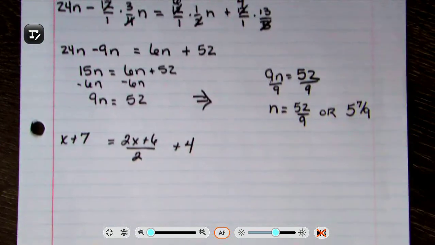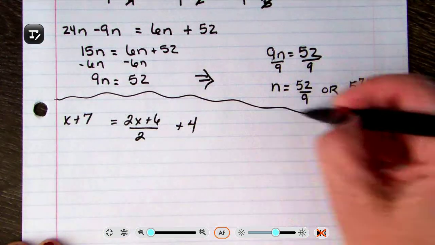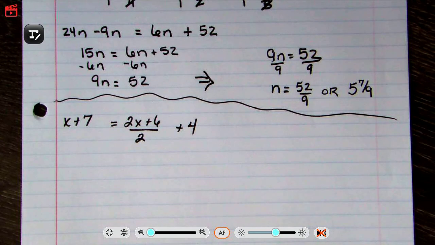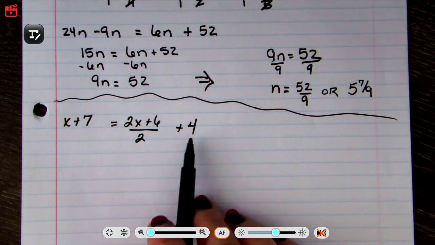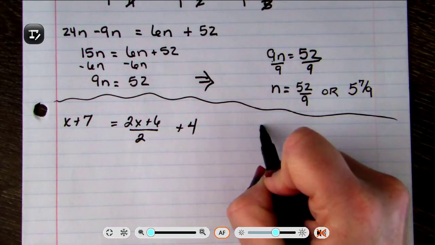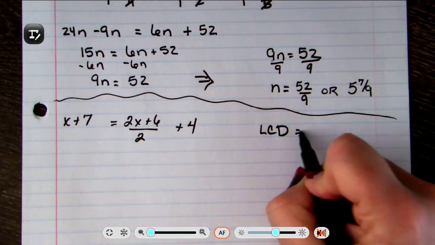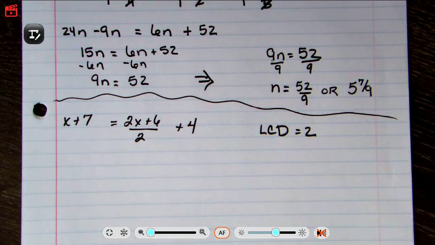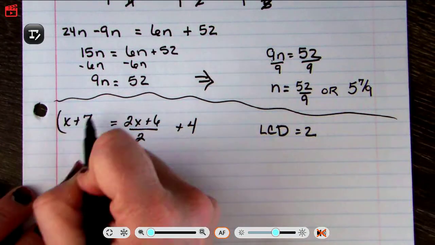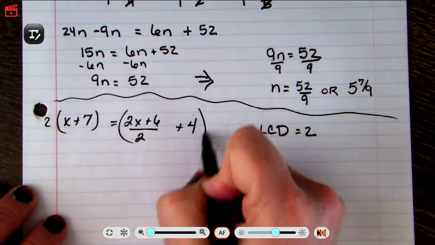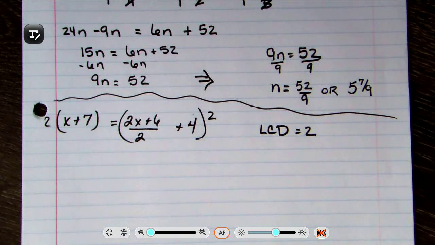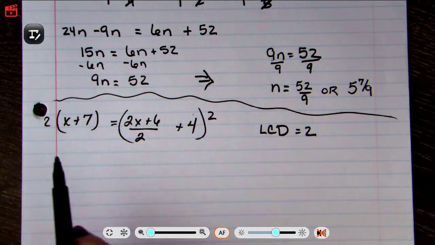Okay, I have one more for us to practice, and it's x plus 7 is equal to (2x plus 6) all over 2 plus my 4. So our lowest common denominator again, because we do not like to see the fractions, is 2. So we're going to clear those fractions. So we're multiplying both sides of our equation by 2. I'm going to do a little bit more this time without writing all of the steps, just so that we can see these things.